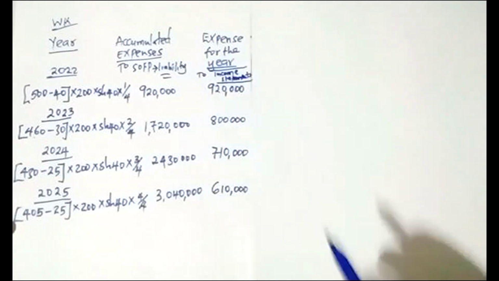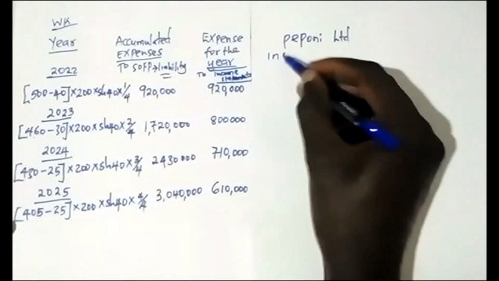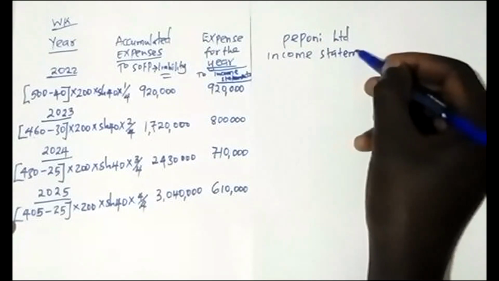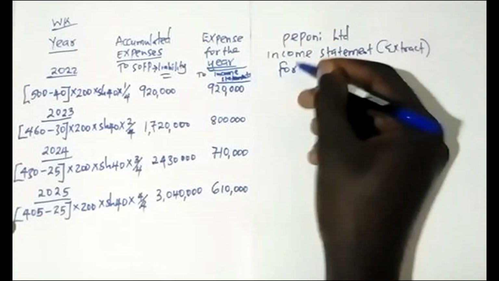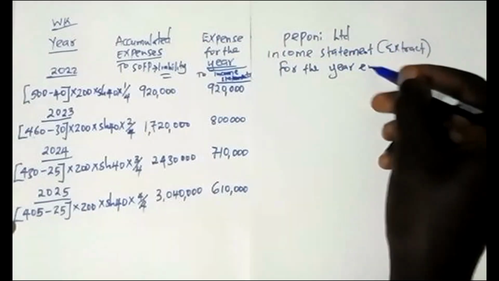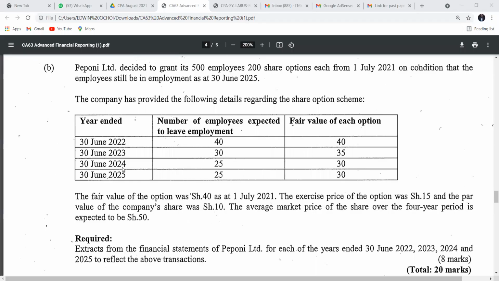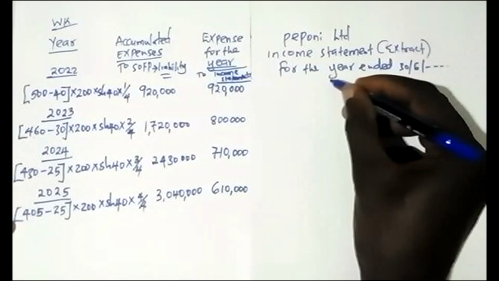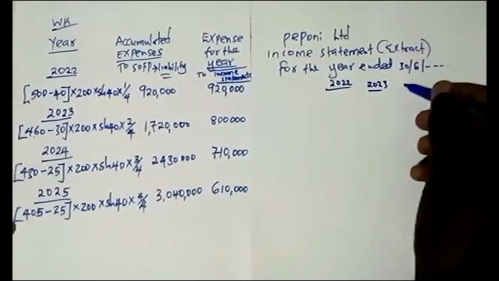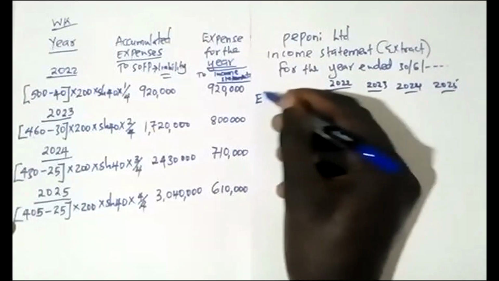So for me to do the relevant statement, I will come here and say Peponi Limited, income statement extract, for the year ended. Our financial years were ending on which period? According to this question, they were ending on 30th June, but started June of various years. So 30th June 2022, 2023, 2024, and 2025.